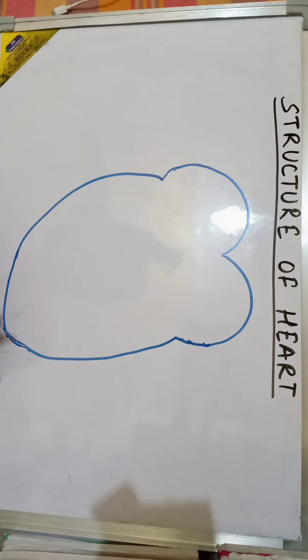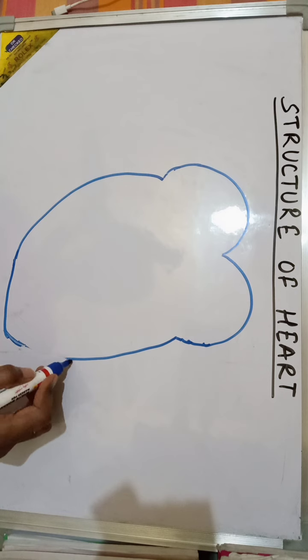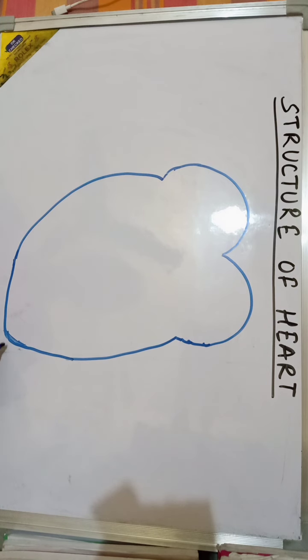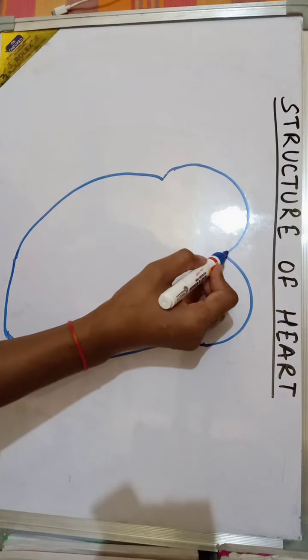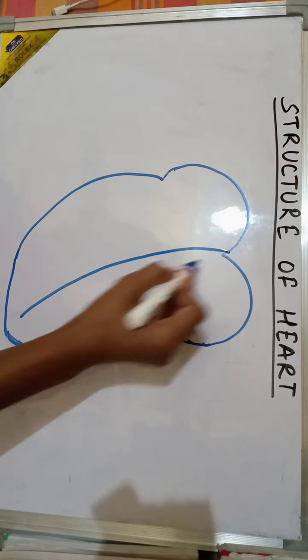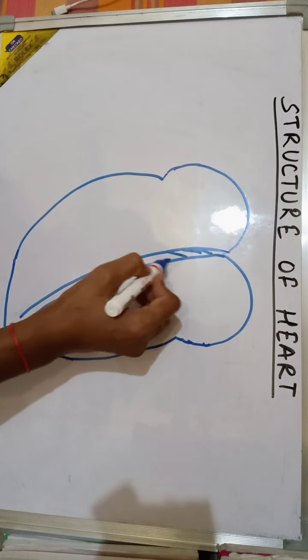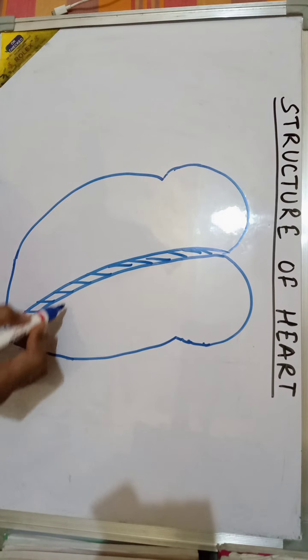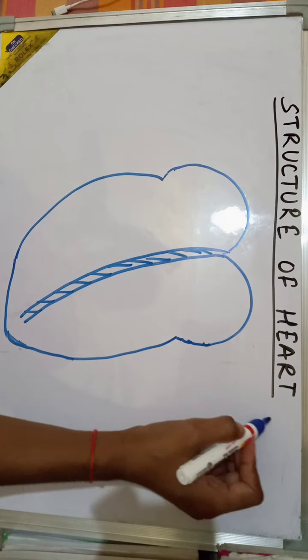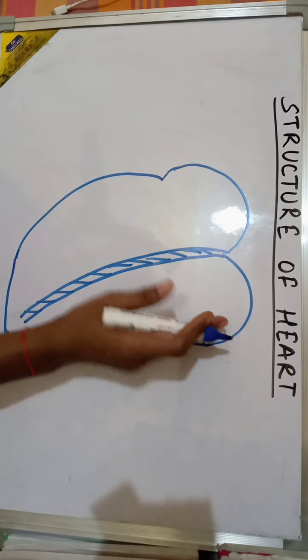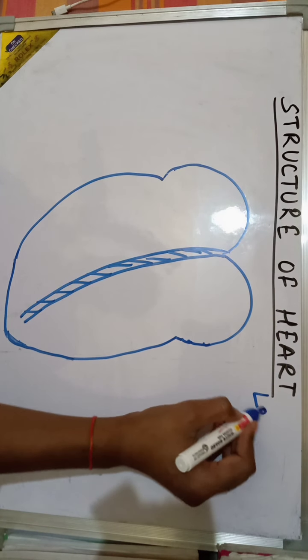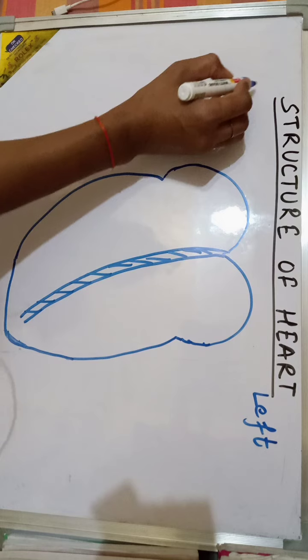It is slightly tilted towards the left. Though it is present in the center of the chest cavity, the apex of the heart is tilted towards the left. This is the septum of the heart. This is left side, and this is right side of the heart.